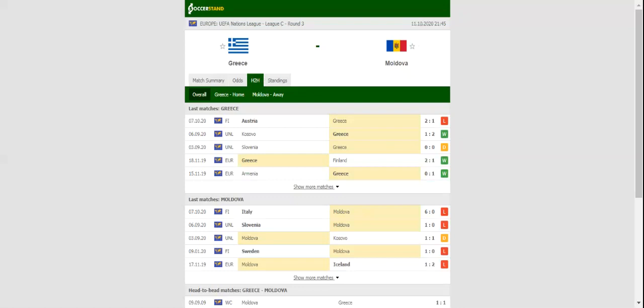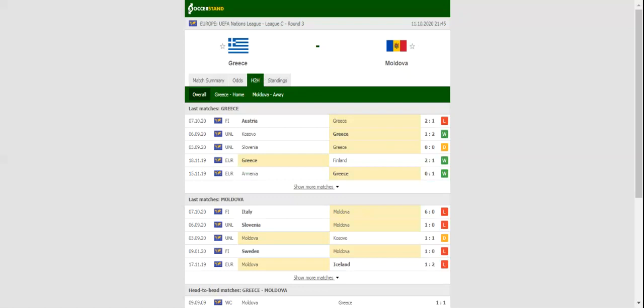After sharing the spoils with Slovenia in their Nations League opener, Greece did well to beat Kosovo on the road in their second group game. The Greeks regained a much-needed confidence, and as a result, they are seen as hot favourites to beat Moldova at home ground. You should bear in mind that Greece recorded 4 wins in the previous 5 games in all competitions.